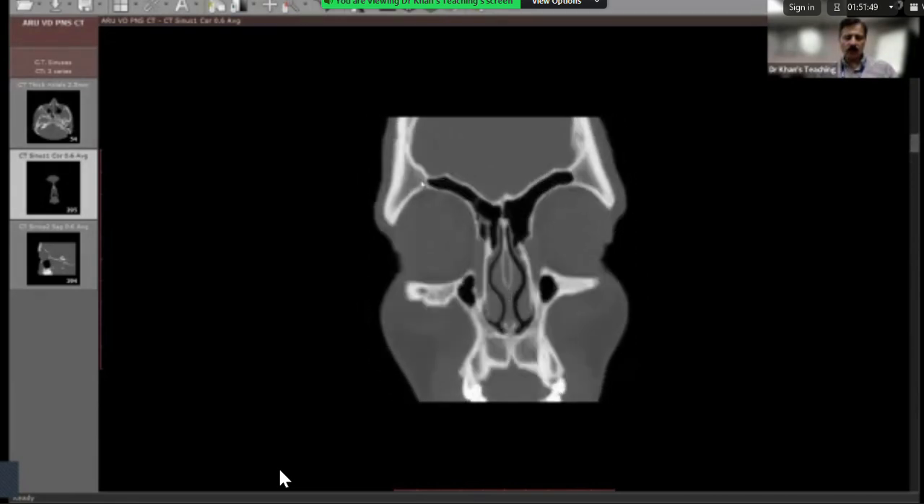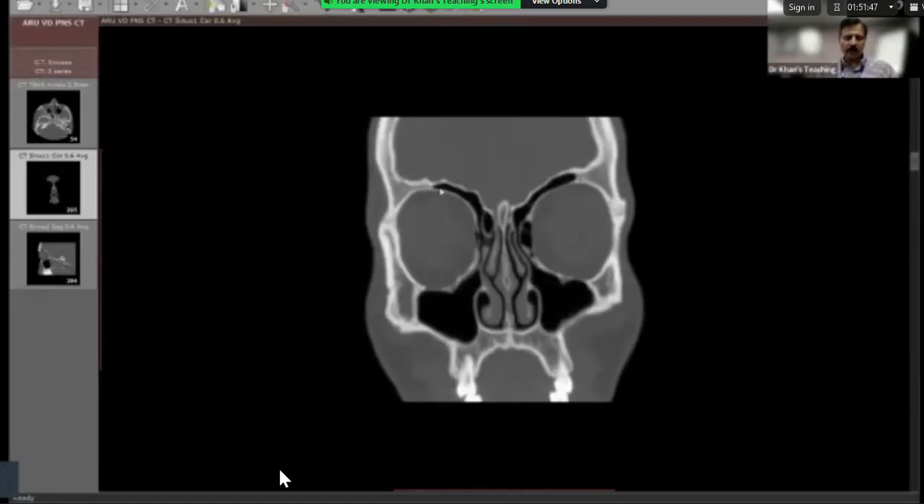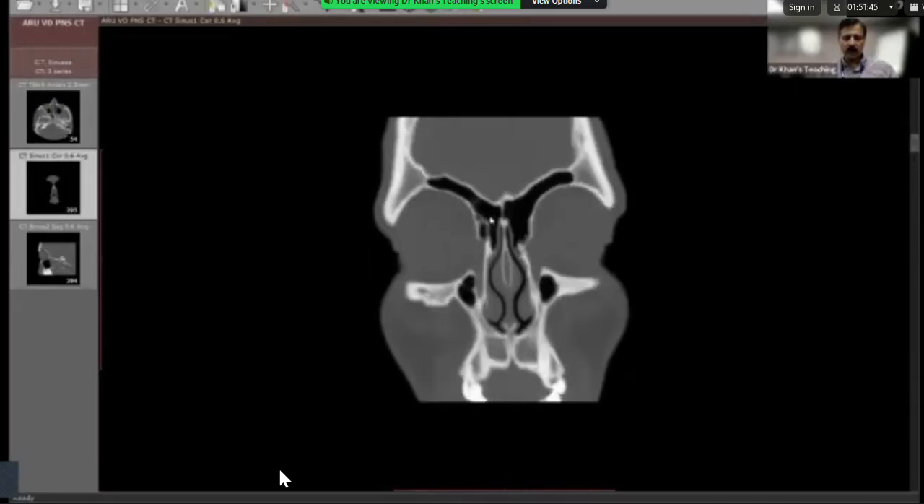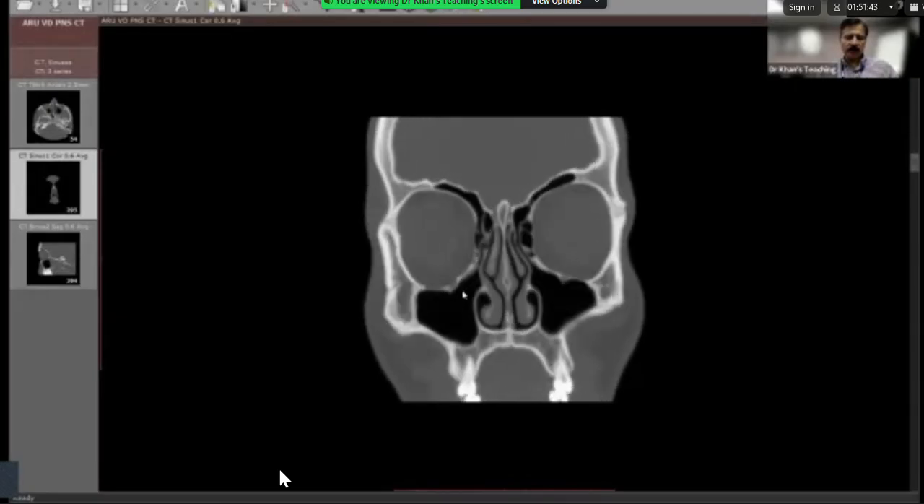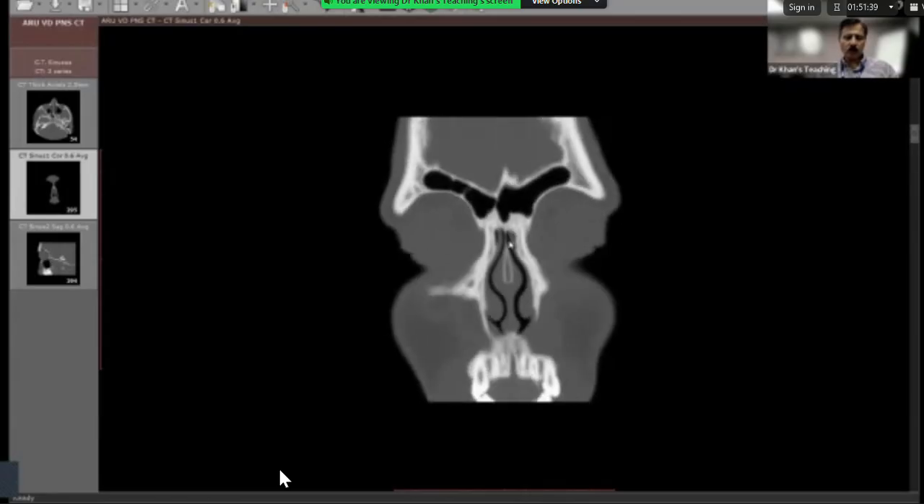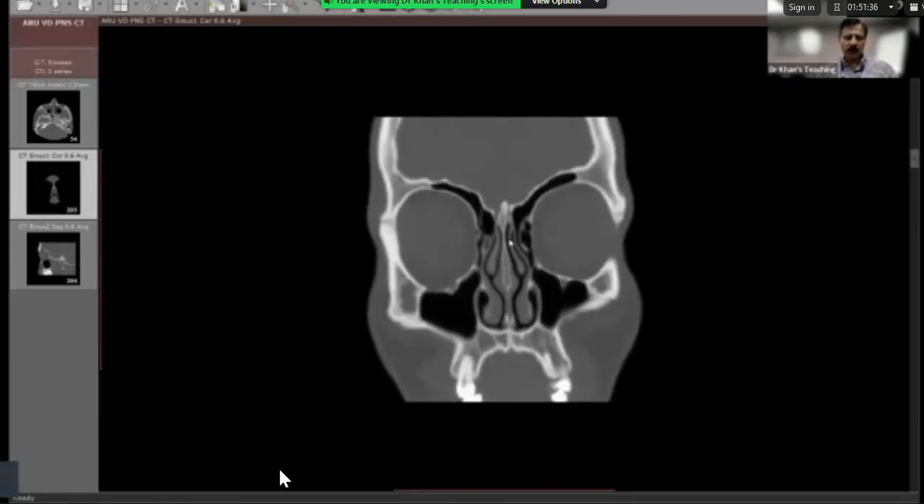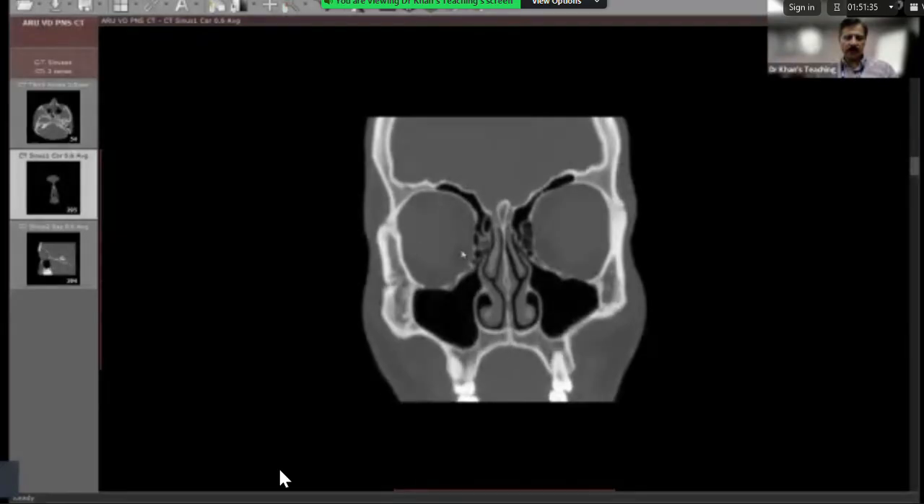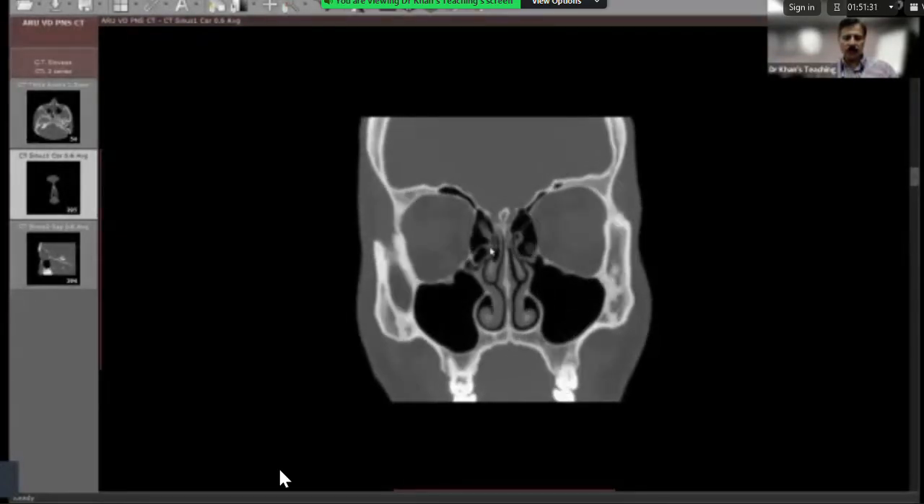So this is the frontal bone, and within the frontal bone is the frontal sinus. And now, if I go more posteriorly, then here this is the orbit. So medial to the orbit is the ethmoid sinus.